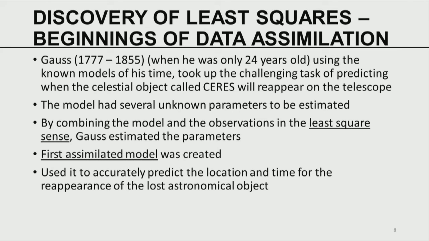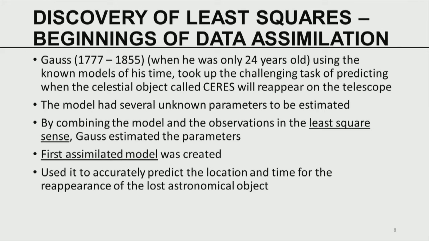So Gauss is considered to be the father of modern data assimilation. The very first assimilated model was created by Gauss. Not only did he create the prediction, the method that he used to make the prediction is called the least squares method. The least squares method is the workhorse of the data assimilation industry. So he used this model to predict the location and the time for the reappearance of the lost astronomical object, and that was the first success story about data mining, data assimilation and prediction all rolled into one. That is the first time.